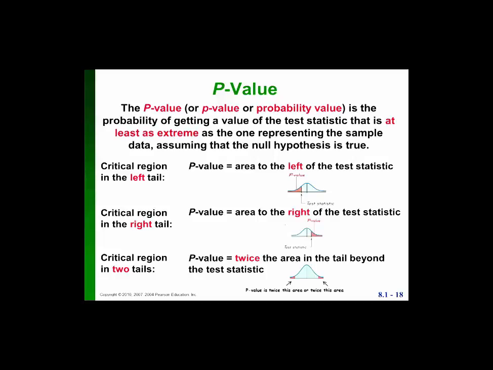There is a reason that you have to know whether you're dealing with a one-tail test or a two-tail test. Tomorrow, when we use the button on the calculator that will calculate the p-value for us, one of the things that we have to put in is whether it's a left tail, a right tail, or a two-tail test. We have to tell the calculator that in order for it to give us the right p-value.